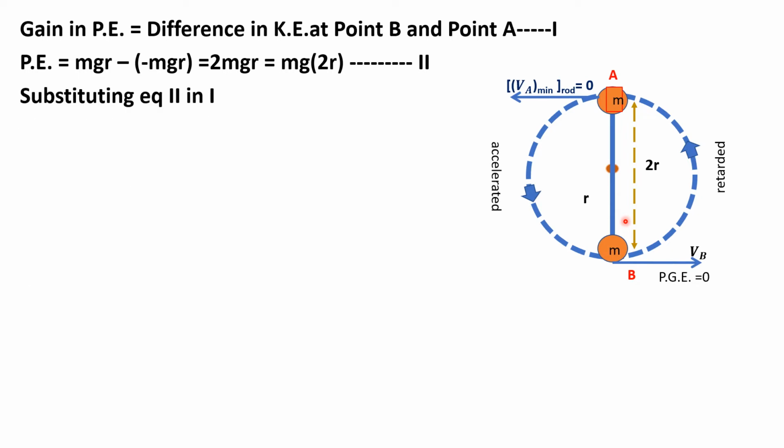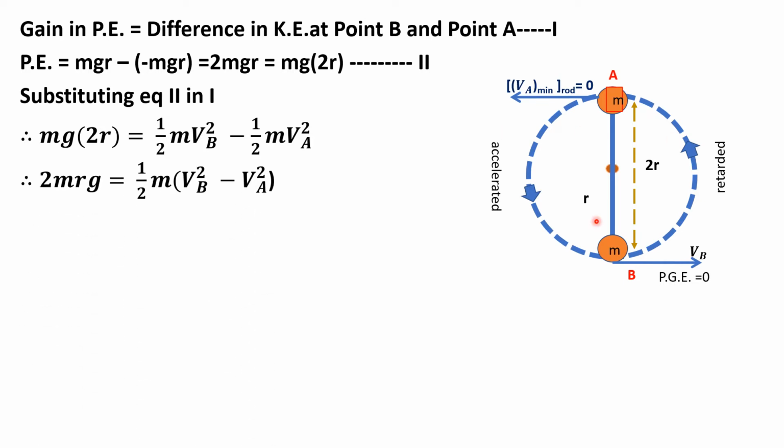Then substitute this in the equation. We get mg into 2r is equal to the kinetic energy at point B, that is half m Vb square, minus half m Va square, which is the kinetic energy at point A. We have taken the difference between the kinetic energy at point B and A. Taking the common term half m out of the bracket, we can write 2mgr is equal to half m into Vb square minus Va square.